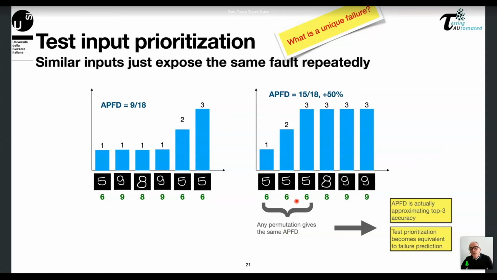So if we just ignore the uniqueness of failures, then we might get orderings that look different, but in reality, from the point of view of exposing failures for developers, they are the same. And actually, if uniqueness of failures, so if the possibility of exposing the same failure multiple times is ignored, then APFD is also not really very useful. What we should do is just measure top K accuracy, because we are just classifying the inputs as misbehaving or non-misbehaving, and we want to put all the misbehaving ones at the beginning according to any permutation. So uniqueness of failures is extremely important when we are doing input prioritization.